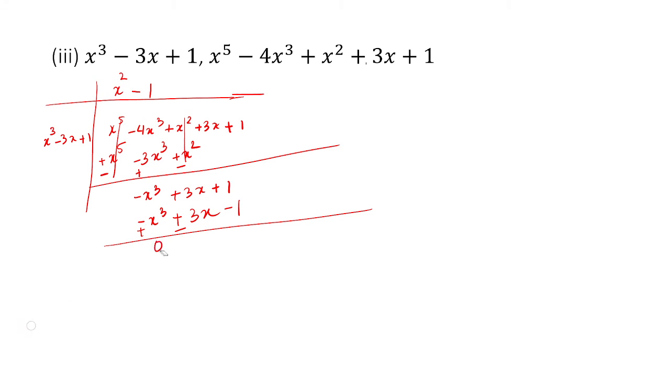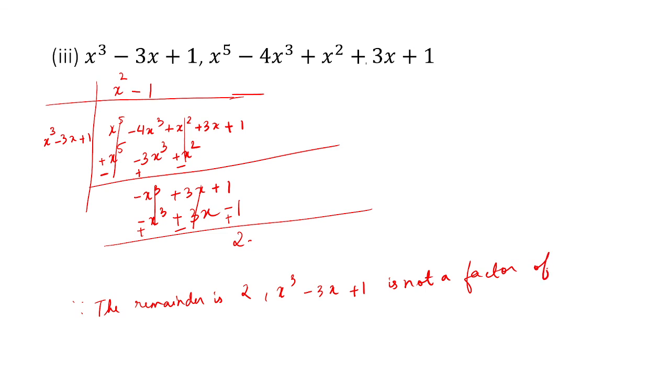Just don't write 0. Just cancel it out, just strike it off like this. Plus 3x minus 3x is 0. But this will become plus, plus 1, 2. So the remainder here is 2. Therefore, since the remainder is 2, x cubed minus 3x plus 1 is not a factor of x to the power 5 minus 4x cubed plus x squared plus 3x plus 1.